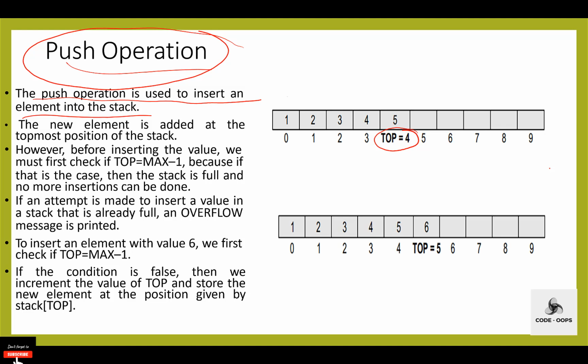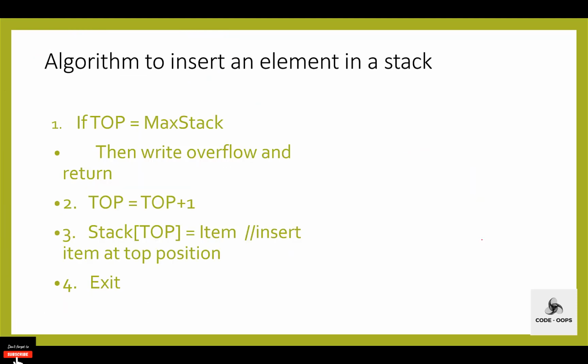If this condition is evaluated to be false, then we increment the value of top by 1. Top is equal to top plus 1. Top is 4, 4 plus 1, 5. Now we can insert element at index 5. Let's see the algorithm to insert an element into a stack.